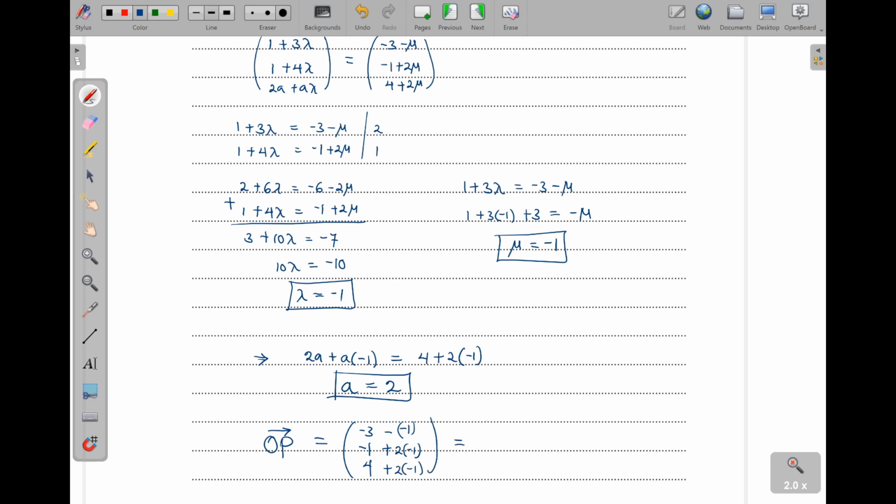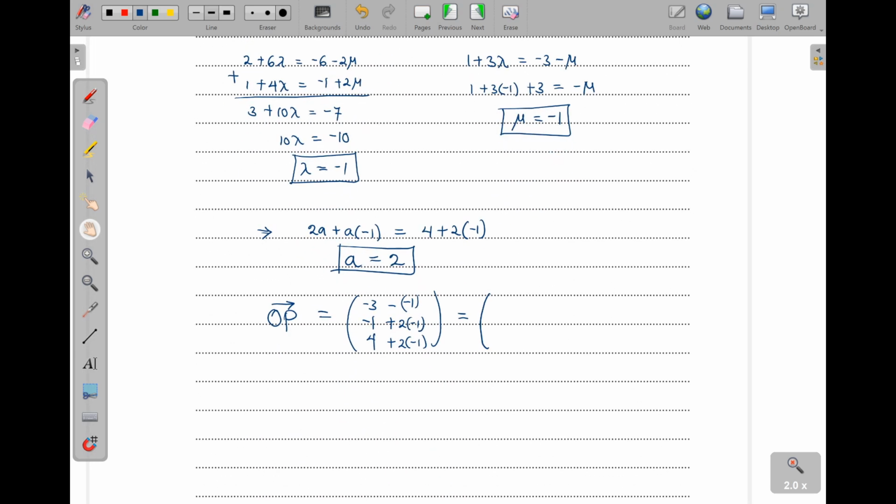So what can we have from here? We can see that, of course, this will be negative 3, then plus 1, which will be a negative 2, not so? So that's a negative 2 that I will write here. And then here, negative 1 minus 2, that will be a negative 3. And then 4 minus 2, that one will give us a 2. Okay? So you can write your answer like this, or you can say OP is equal to negative 2i, then minus 3j, then plus 2k.